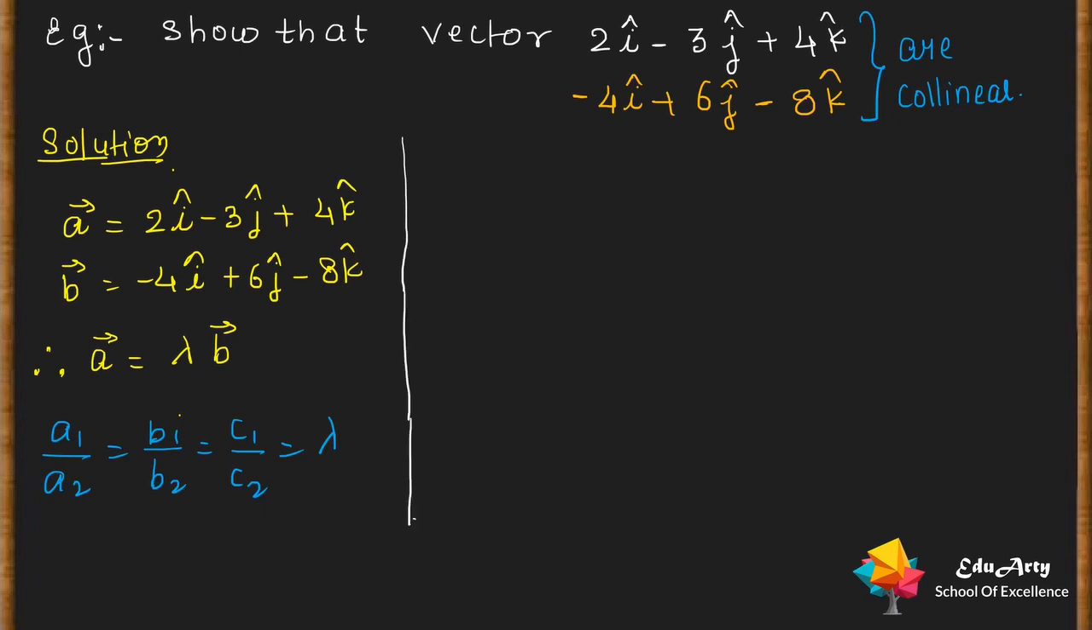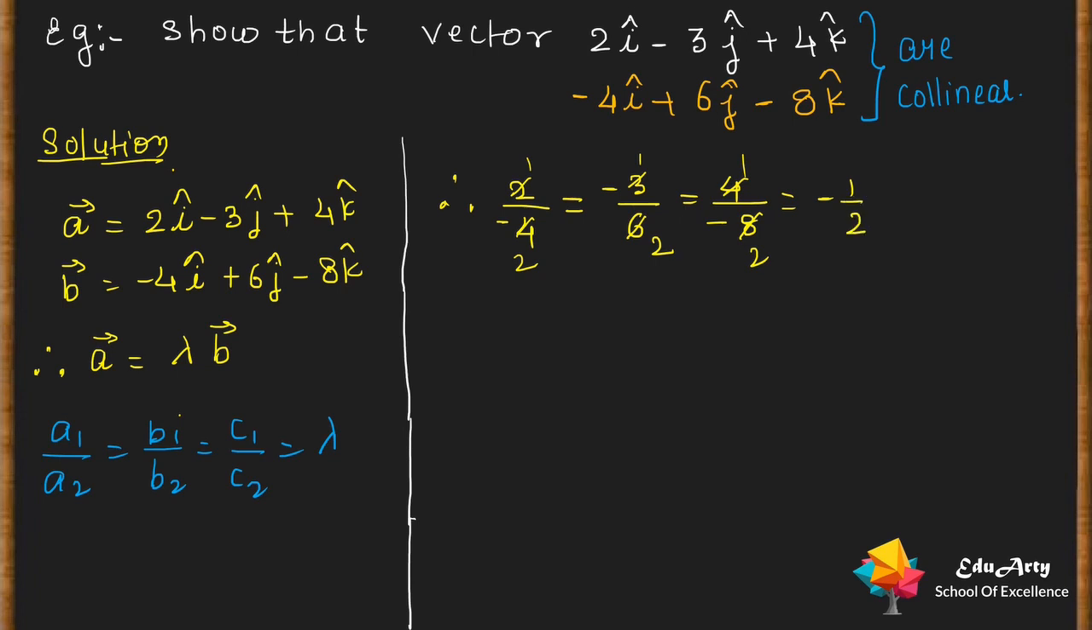Now we know what our a1, b1, c1 are. I don't have to do those baby steps here. I think you'll get it very clearly. So we can say that a1 is 2, a2 is equal to minus 4, b1 is equal to minus 3, b2 is equal to 6, c1 is equal to 4, and c2 is equal to minus 8. If you check, this will all give you a minus half. Correct, 4 by 8 and 4 by 8, so this will give you a minus half throughout.